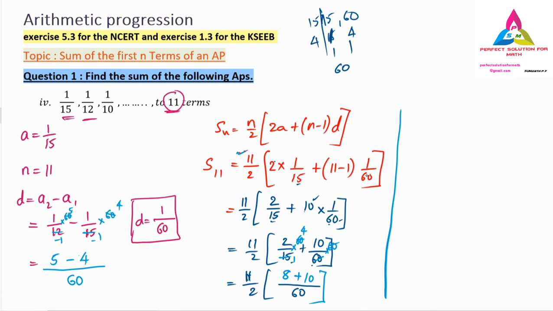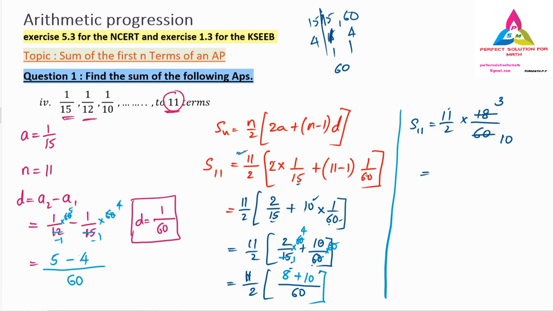Next, continuing, S11 is what we are going to find. So 11 by 2 as it is, into 8 plus 10, which is 18 divided by 60. Okay, now the calculation is going to be easy. Here we can simplify. 6 3s are 18, 6 10s are 60. Those who got 30 when cancelling this 0 and this 0 are going to have the same answer over here.